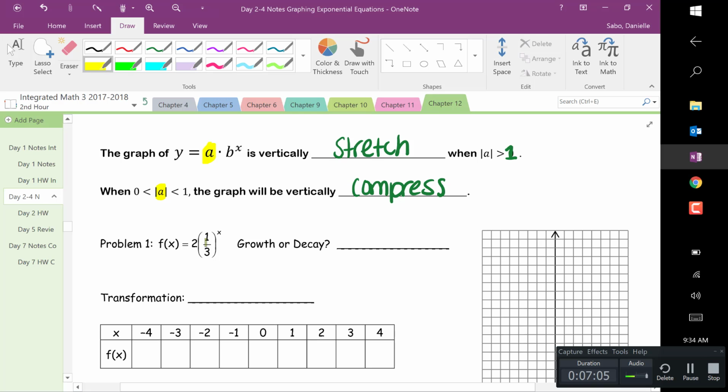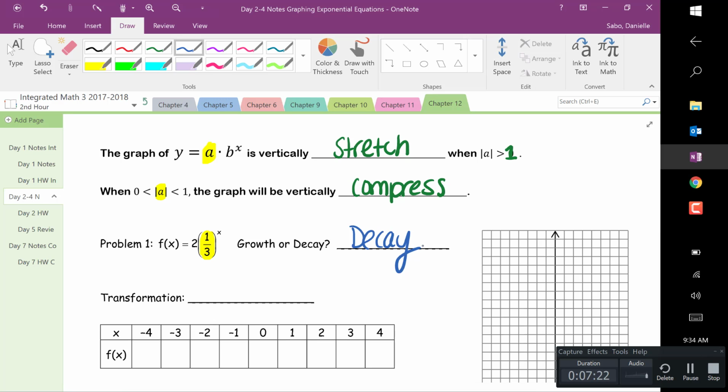So when I'm looking here, I don't have a negative exponent. What's my base? It's 1/3. So does that tell me growth or decay? Decay. There you go. Which means I'm always decreasing.